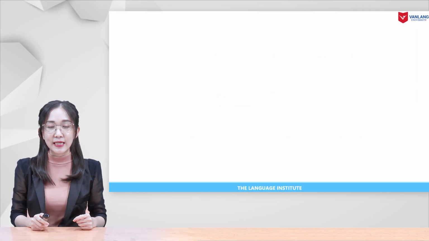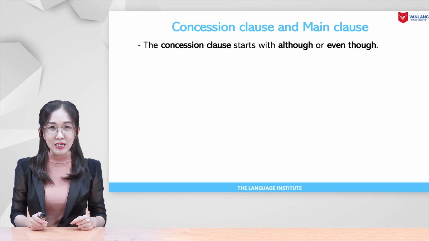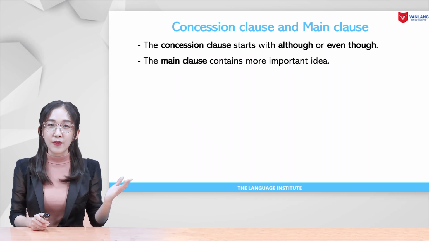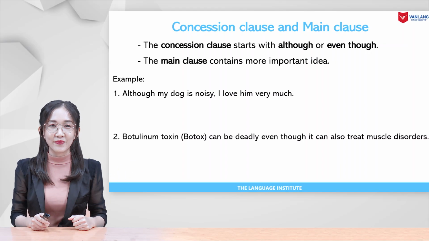In each sentence, there are two ideas, which means there are two clauses: the concession clause and main clause. The concession clause starts with although or even though. The main clause contains the more important idea. Now, let's have a look at the examples here.